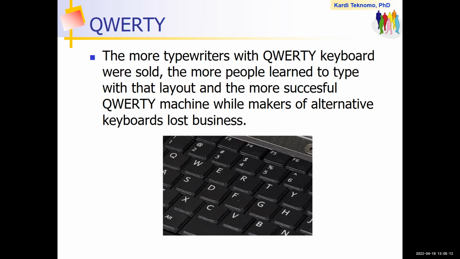Okay, so this is one of the examples. Your keyboard. Can you see your keyboard has QWERTY on it, right? Isn't that strange? Why not ABC directly? Why QWERTY? The more typewriters with the QWERTY keyboard were sold, the more people learned to type in that layout, and then the more successful this QWERTY machine became, while the other alternative keyboards lost their business. This phenomenon is called lock-in. This is basically network externalities.